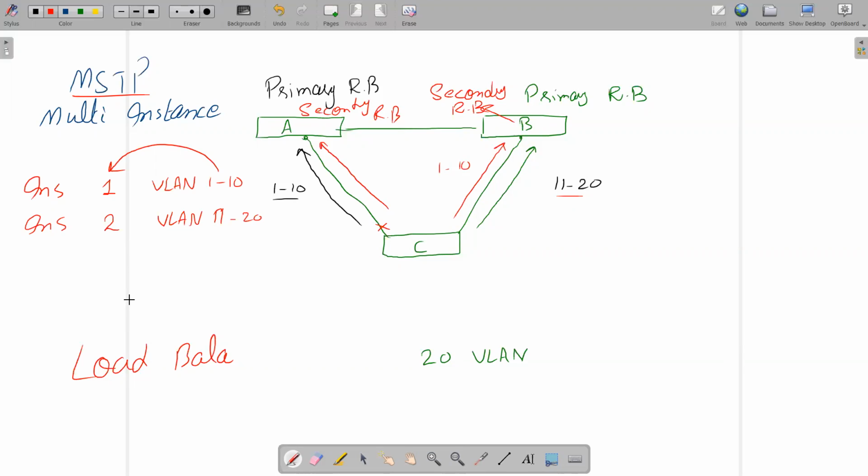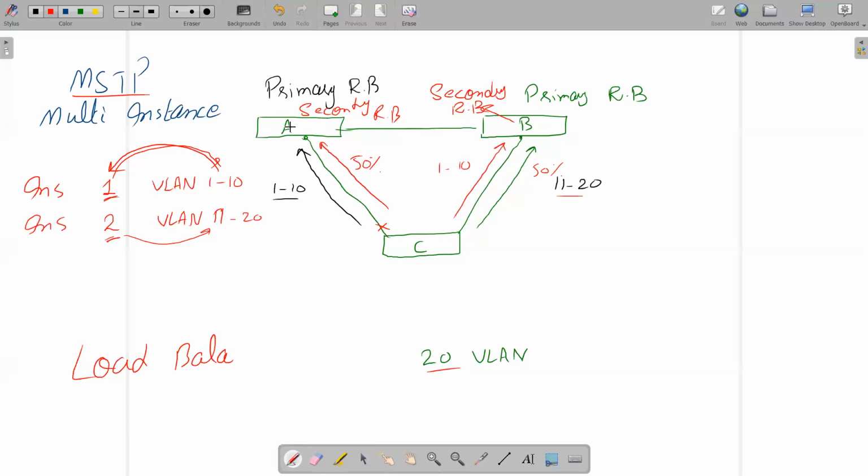So I need to create 2 instances. You can create as many as you want, but the requirement is, if I'm having 20 VLANs, I can create 2 instances. So I can divide the load on both of the links, 50% of the VLANs' traffic from this link and 50% of the VLANs' traffic from this link. So what do we need to do? We need to create 2 instances and map these instances with the VLANs.